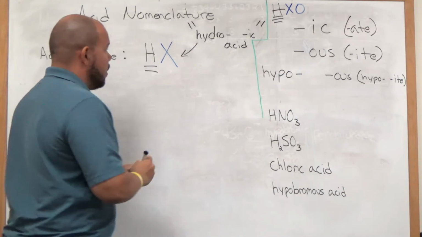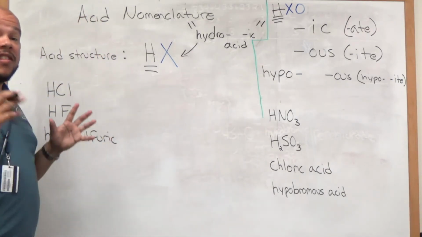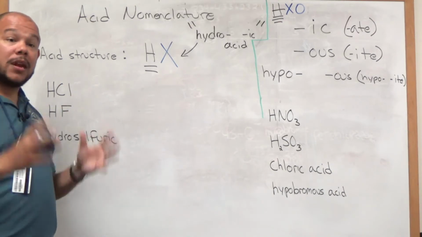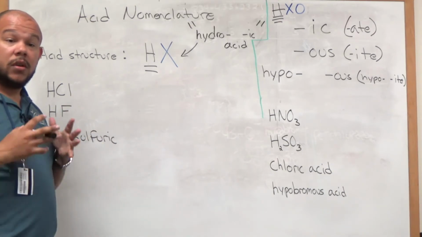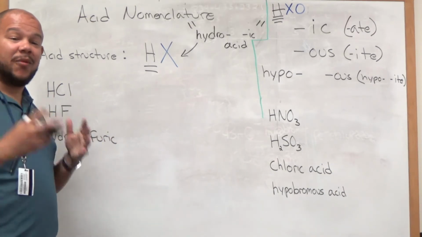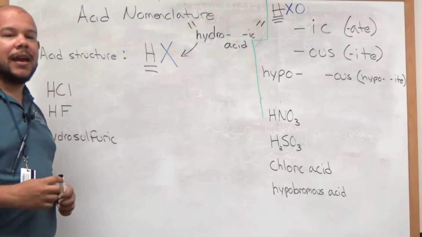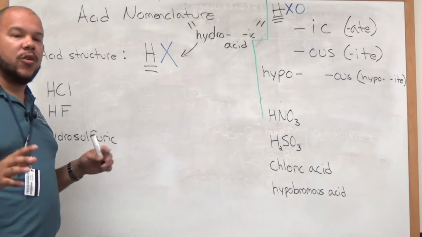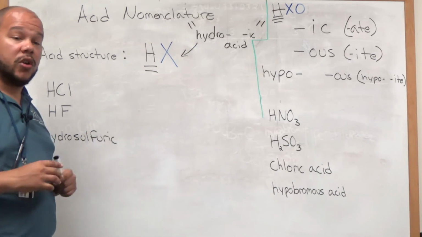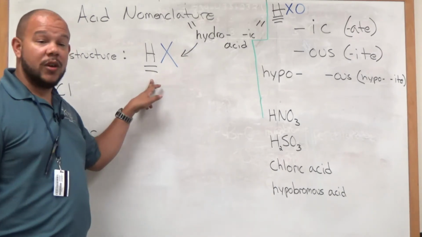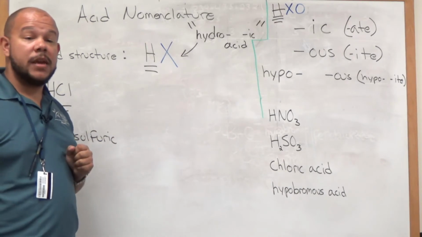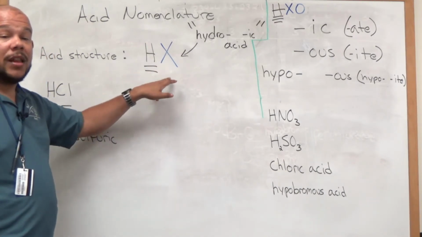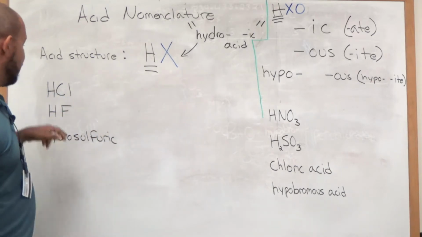Now, normally when we see the H come first in any covalent nonmetal compound, we immediately should recognize this as being an acid. That's just a standard across all of your chemistry courses. If H shows up first, almost always you're going to be dealing with an acid. So when we're dealing with acid nomenclature, HX, let's take a look at a couple examples.